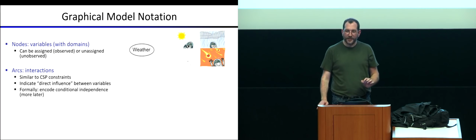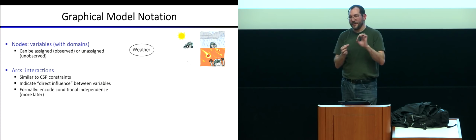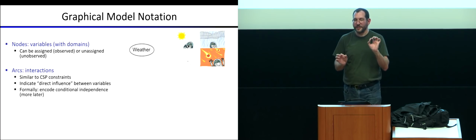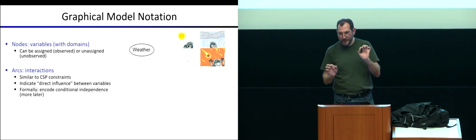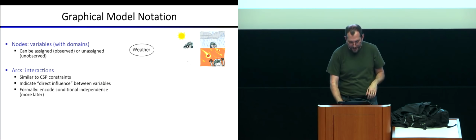Formally, they're encoding conditional independence. But it can be very convenient to build up your intuition by thinking about the arcs as encoding causality. We'll see that that's not actually true. They don't need to, and they're not guaranteed to encode causality, but often that's what ends up happening.